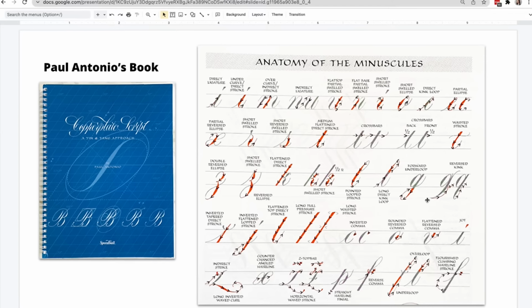This screenshot is from Paul Antonio's book, which is Copperplate Script, a yin and yang approach from 2018. We got the chance to talk to Paul about this book. This is just a screenshot from one of the pages where he goes over the anatomy of the minuscules, and you can see there's way more than 6 or 8 or 12 strokes here. They're highlighted in red, and he names them very descriptively. And the reason he did this, he told us, was because he wanted to make sure that if someone was talking to him on the phone about their script, that he knew specifically which part of the letter they were referring to. So this is his approach to the copperplate script.